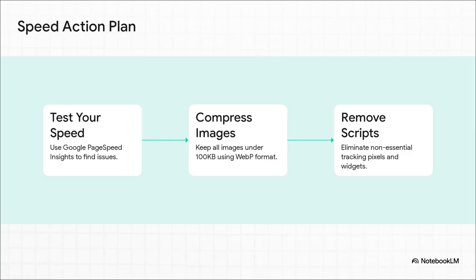So how do you actually do it? Well, here's a super simple action plan. First, just go test your current speed using Google's free tool. Second, compress your images. They are almost always the biggest problem. And third, you have to be ruthless. Get rid of any tracking scripts, pop-ups, or widgets that are not absolutely critical to getting that one conversion.